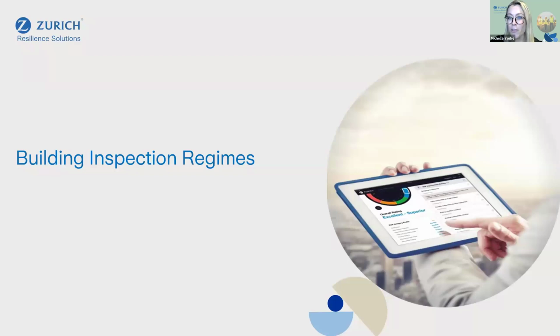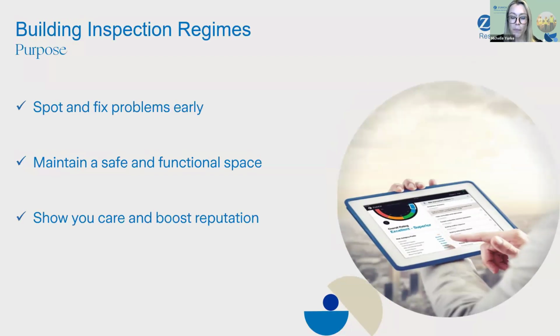Now, building inspection regimes are essential for maintaining safety, functionality, and regulatory compliance. Regular inspections help identify and address potential issues early, ensuring a well-managed and safe environment. In simple terms, building inspection regimes mean regularly checking different parts of the building to make sure everything is working well and is safe for everyone.